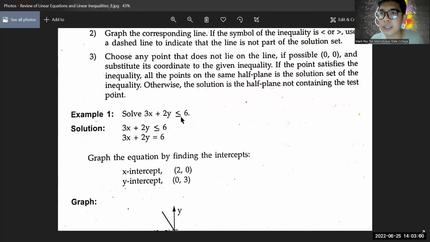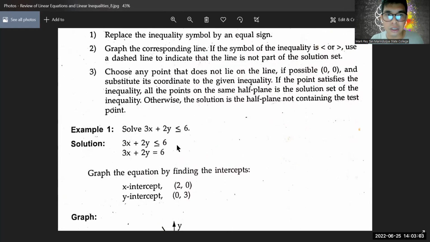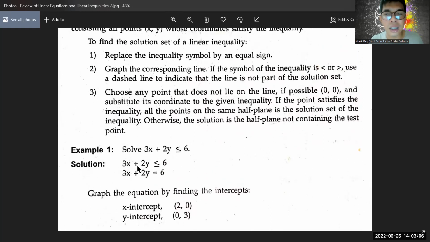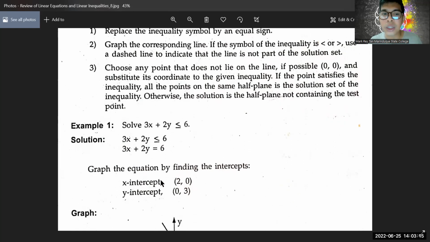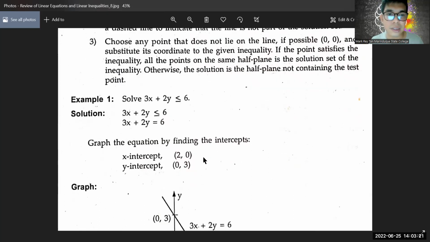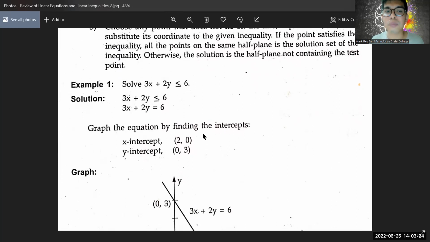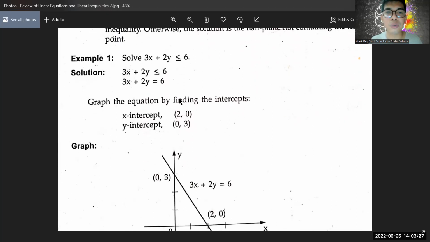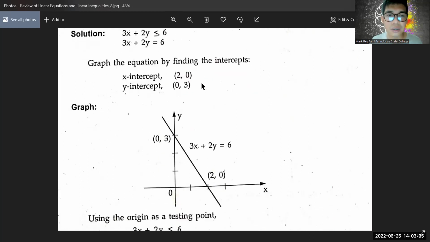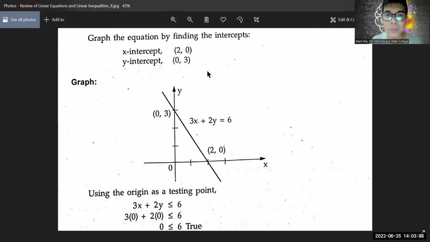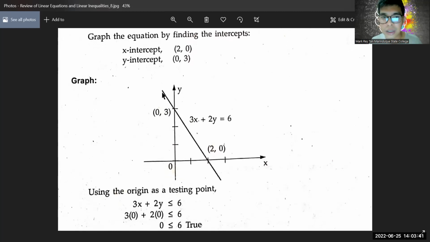3x plus 2y is lesser than or equal to 6. Ayan, so based on the guide, ang una mong gagawin is you have to replace the inequality symbol by an equal sign. So magiging ganito siya. And then we do it as if we're just solving linear equations in 2 variables. So same lang siya, class. Yung intercept method, whereas we assume the value of x and y as 0, and then magkakaroon tayo ng makukuhang values ng coordinates. Once we get that, we plot the points. Once we plot the points, edi connect lang the points, and then ito na siya.